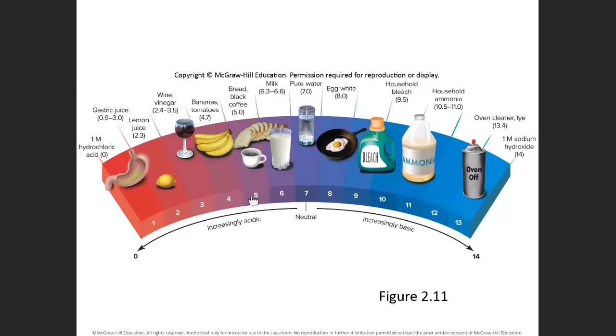Here's just a picture of several different products that tell you the pH. I'm not going to ask you to memorize that. It's just there for your curiosity. The only values that I really need you to know are the ranges of the acids and bases, and of course, what normal physiological pH is, and that's 7.4.